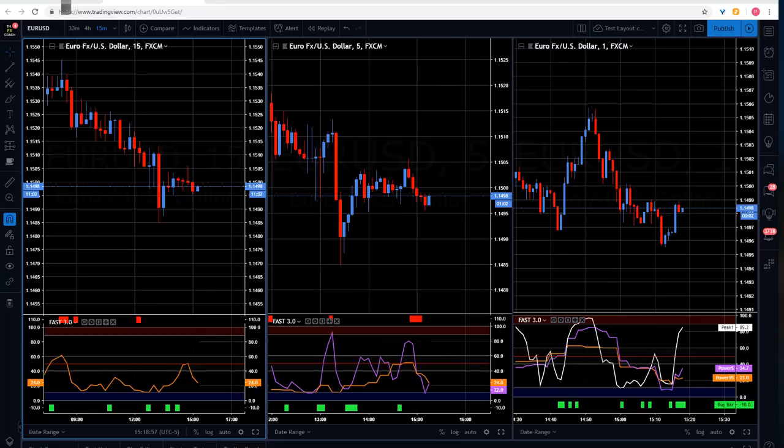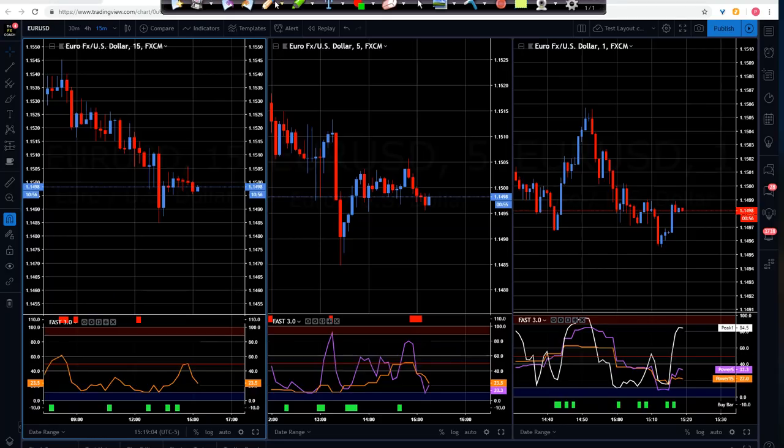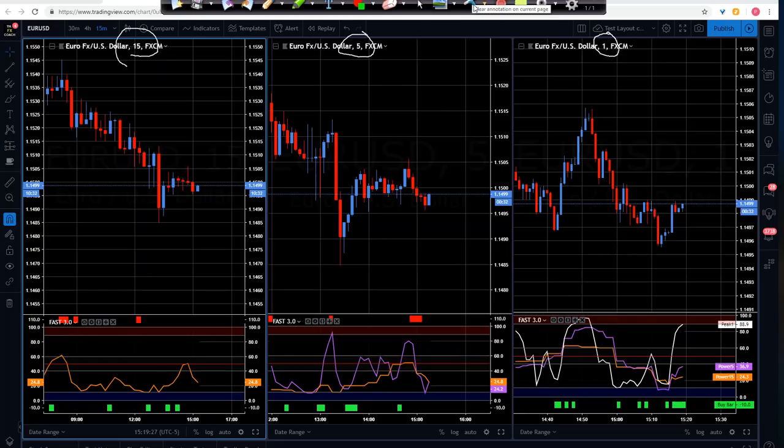I have the Euro US dollar here, going from left to right on the screen. You can see the 15-minute chart, a 5-minute chart, and a 1-minute chart. The first thing original FAST users are going to notice is that we now incorporate the 5-minute chart to give you a little better vision and a better opportunity to start trading this precisely, out of the gates.